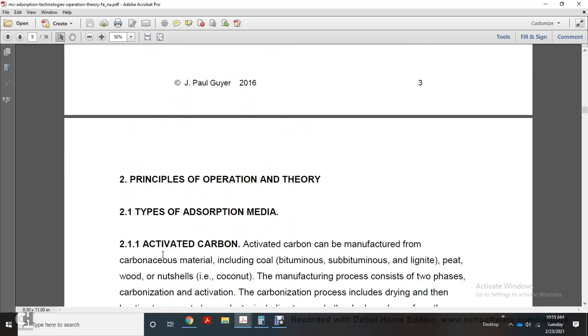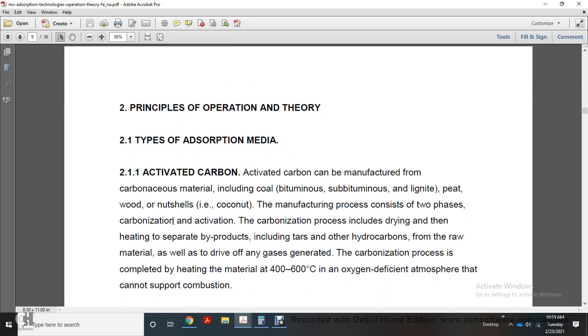Alright, 2. Principles of operation theory. Types of absorption material. Activated carbon. Activated carbon is manufactured from carbonaceous material, including coal, bituminous, subbituminous, lignite, peat, wood, nutshells, and coconut. The manufacturing process consists of two phases: carbonization and activation.